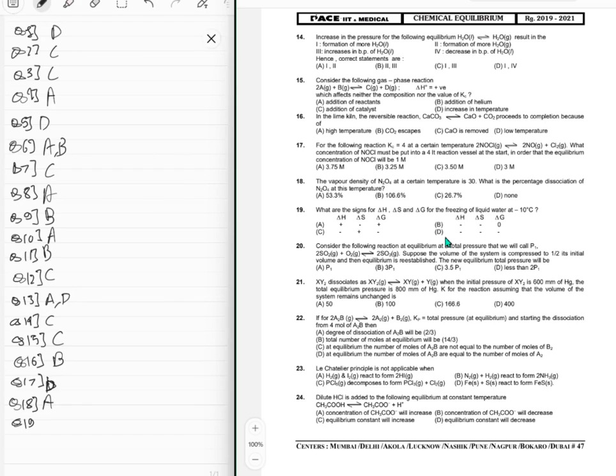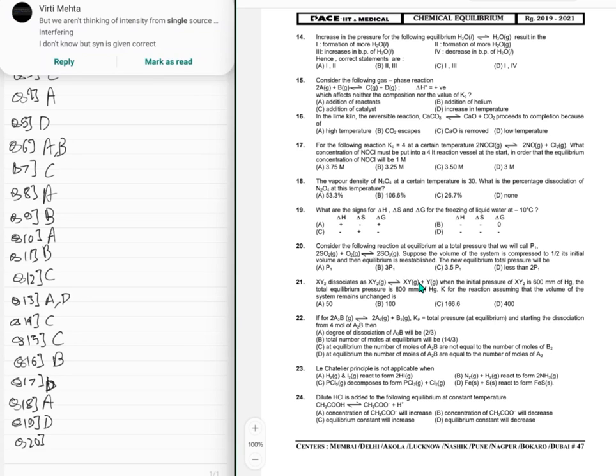Question number 20. Consider the following reaction at equilibrium at a total pressure that we will call P1. Suppose the volume of the system is compressed to half of its initial volume, then the equilibrium is re-established. The new equilibrium total pressure will be. Initially it was at some pressure P1.